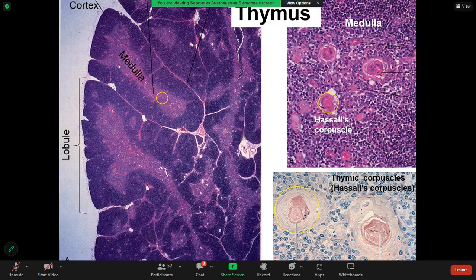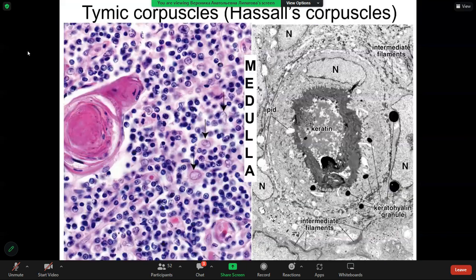The barrier is in the cortex; in the medulla, Hassall's corpuscles. Hassall's corpuscles are a type of differentiated epithelial reticular cells, type 6, with keratinization. This is the amorphous part, keratinization. At the periphery, these are epithelial reticular cells that undergo degeneration. Here, thymic corpuscle or Hassall's corpuscle, electron micrograph, and this is light microscopic. Is this clear or not?